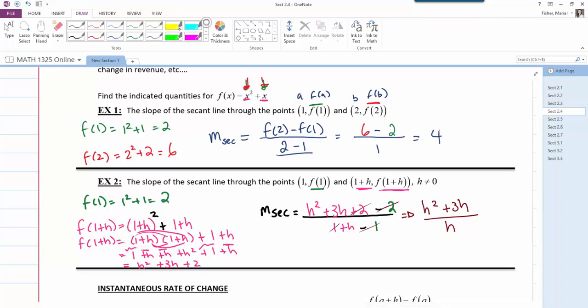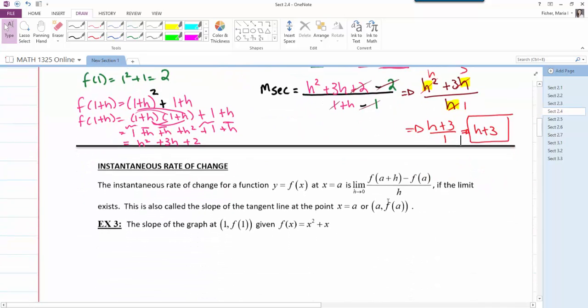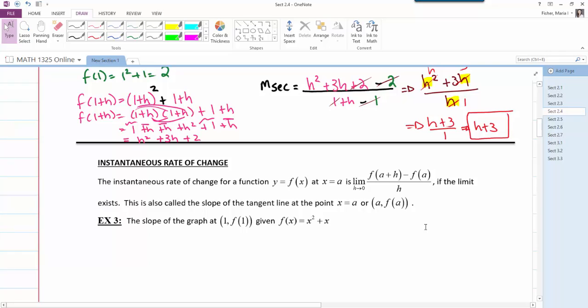Well, each one of these terms has an h in it, h squared, 3h, h, so I can cancel an h from each one of these terms, and I'm left with h plus 3 over 1, or just h plus 3. So the slope of the secant line from 1 to 1 plus h is equal to h plus 3. So what's instantaneous rate of change? Well, the instantaneous rate of change is what happens when we have h, or the movement away from a, equal to 0. So the closer we are to a, which is the movement away from h being 0, is our instantaneous rate of change. This is also called the slope of the tangent line at a point.